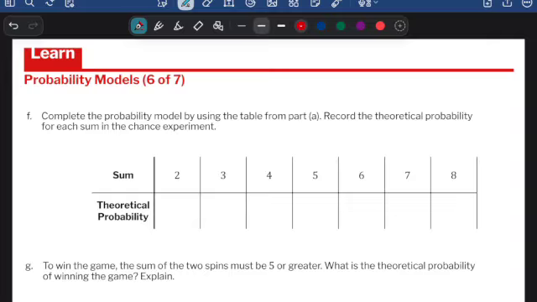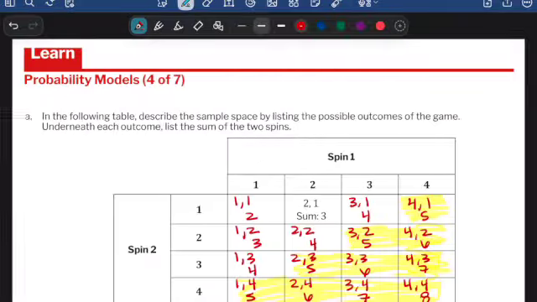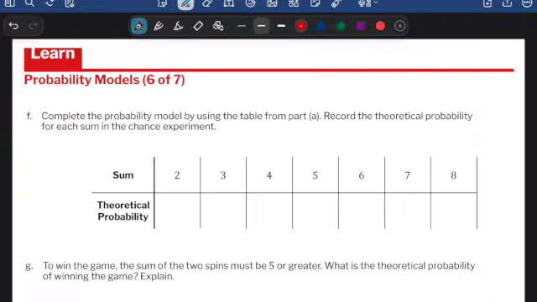Complete the probability model by using the table from part A that we filled out. Record the theoretical probability for each sum. So now we're looking at the sums. How many times did we get a sum of 2? Just once. How many times did we get a sum of 3? Well, looking back at our chart, we got a sum of 3 twice. We got a sum of 4 3 times. We got a sum of 5 4 times. We got a sum of 6 3 times, a sum of 7 2 times, and a sum of 8 we only got once.